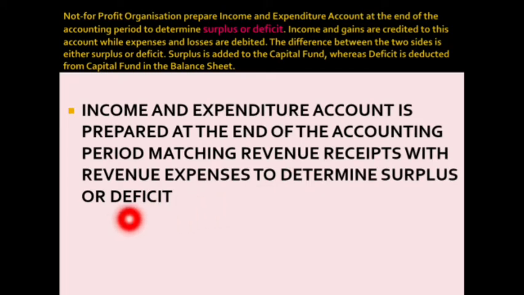In our previous class, we have discussed that not-for-profit organization function not for profit, but their main motive is to provide service to the society. So while doing so, if they incur any profit, that will be termed as surplus. If they incur any loss, it will be termed as deficit. So if they are earning profit, we can call it surplus, and if they are incurring the loss, it will be termed as deficit.